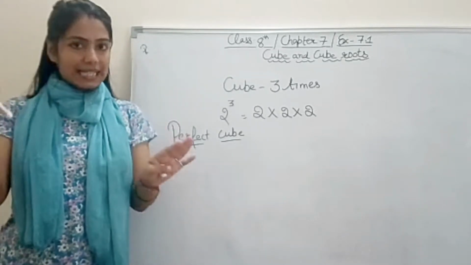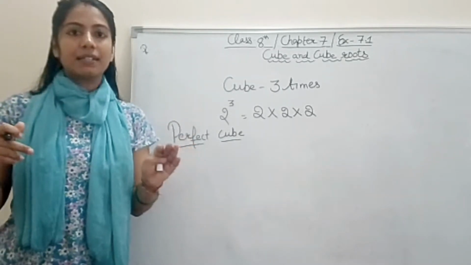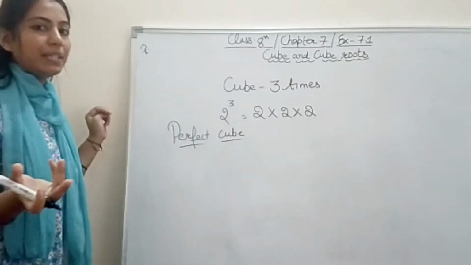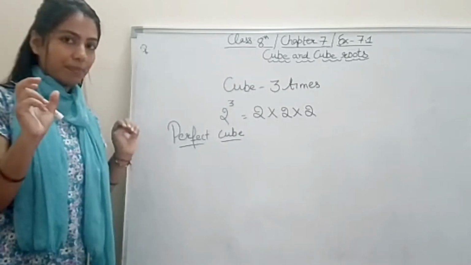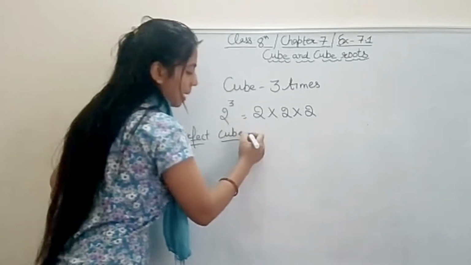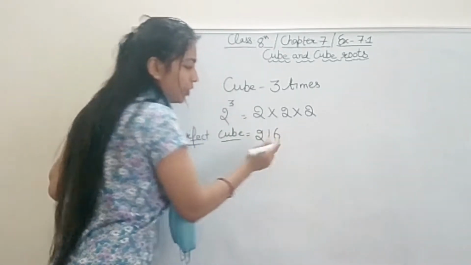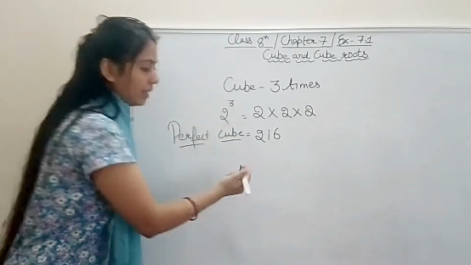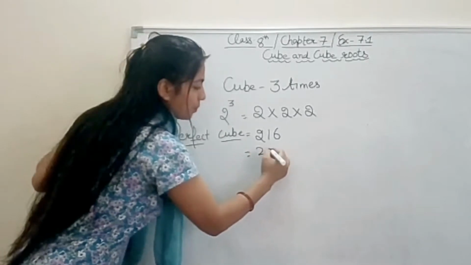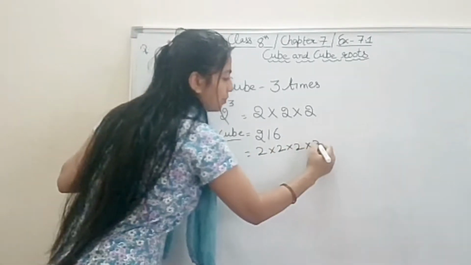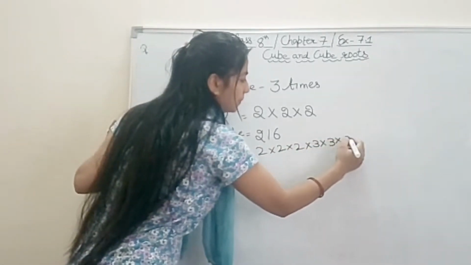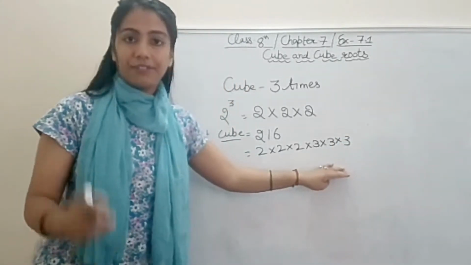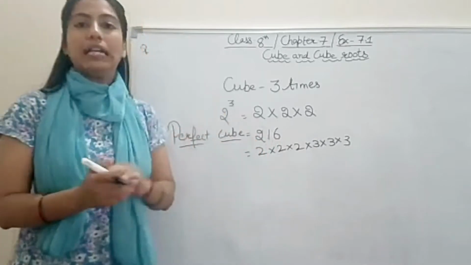We will do the factorization with the prime numbers. Then whatever terms are coming out, that will tell us the perfect cube. If they are in groups of 3, for example, I am giving one example, 216. Is 216 a perfect cube or not? Let's take it out. Suppose the prime factorization is 2 into 2 into 2 into 3 into 3 into 3. Right? Now, these are the prime factors after the prime factorization of 216.